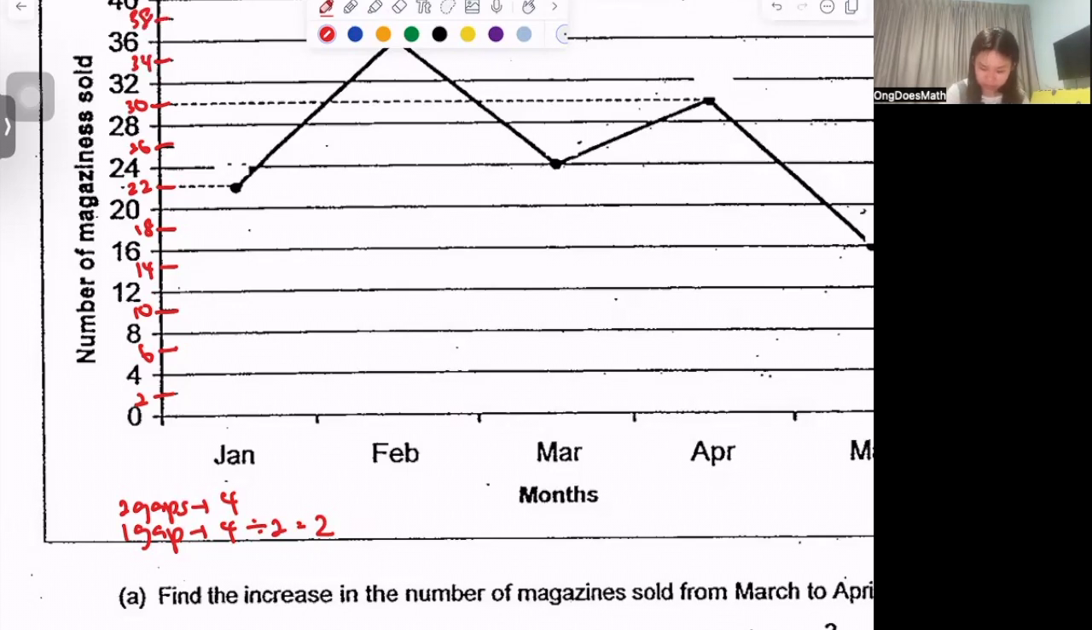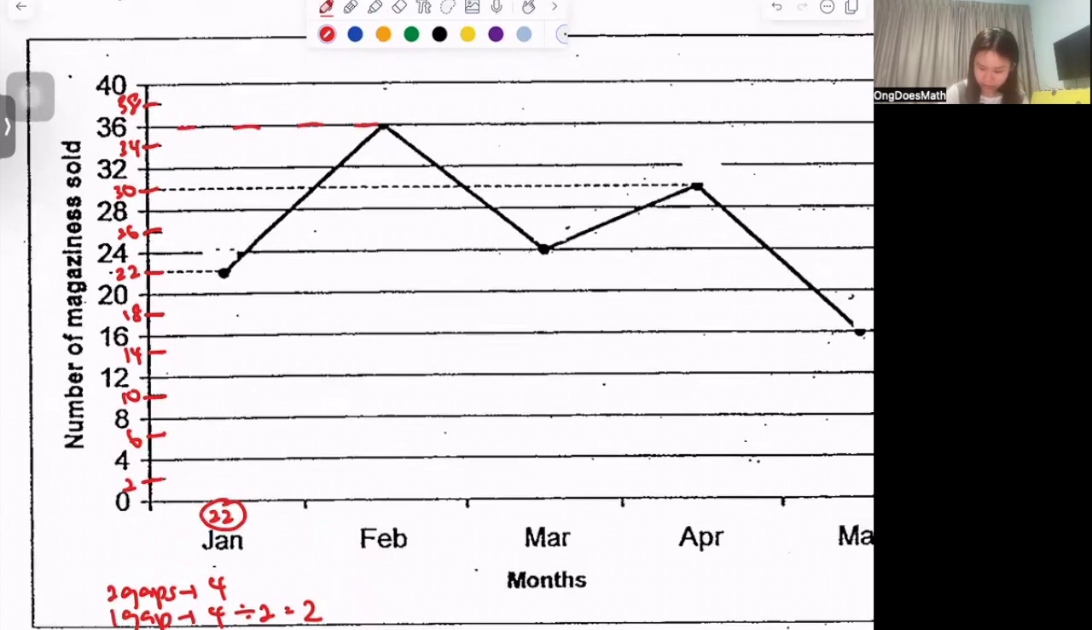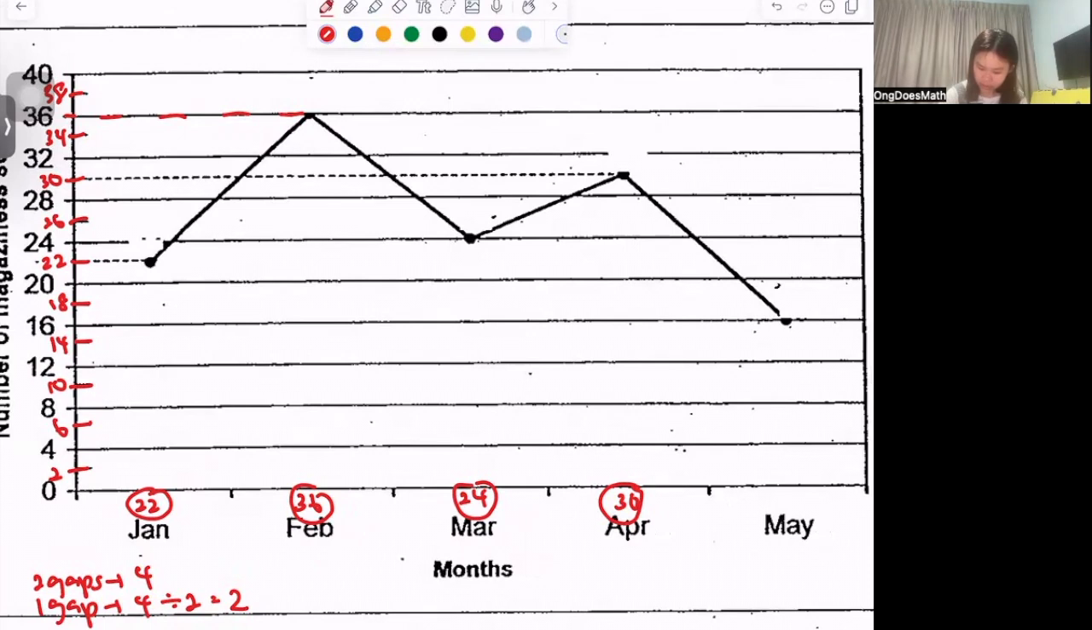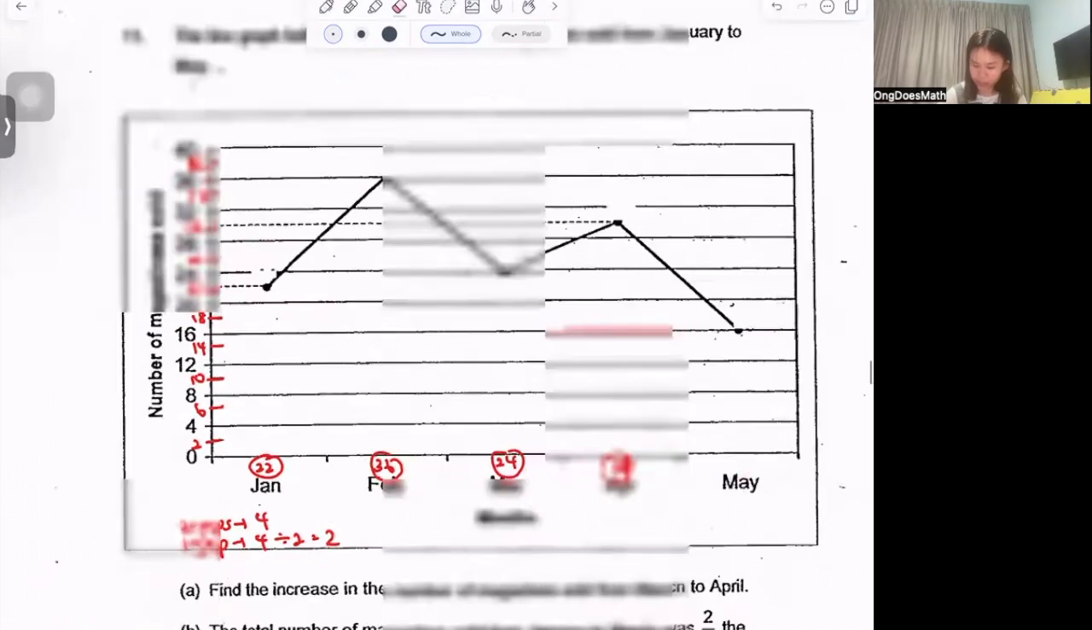Okay, so January will be 22. February, you trace it all the way to the left, it will be 36. March will be 24. April, they have you traced already, so it's 30. Then May will be 16. If I draw a line with a ruler, it should be 16. Okay, good. So now everything is labeled, we can do the question.